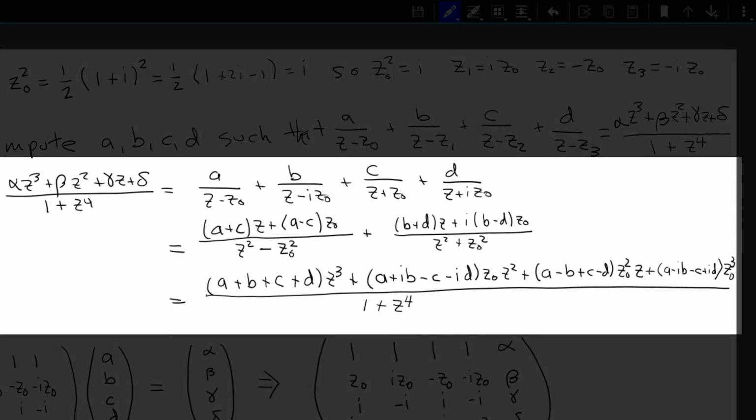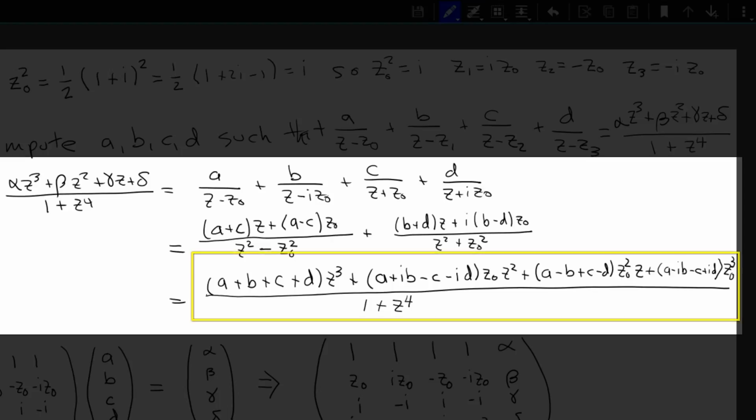We are going to expand out that partial fractions. I'm going to first combine the a and c terms and the b and d terms because they end up having simple denominators. We find that they become (a plus c) times z plus (a minus c) times z0 divided by z squared minus z0 squared, plus (b plus d) times z plus i(b minus d) times z0 over z squared plus z0 squared. And now we combine those over the same denominator, and we use the fact that z0 to the fourth is equal to minus 1.